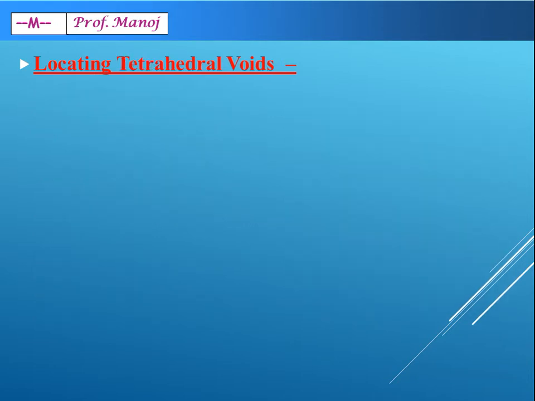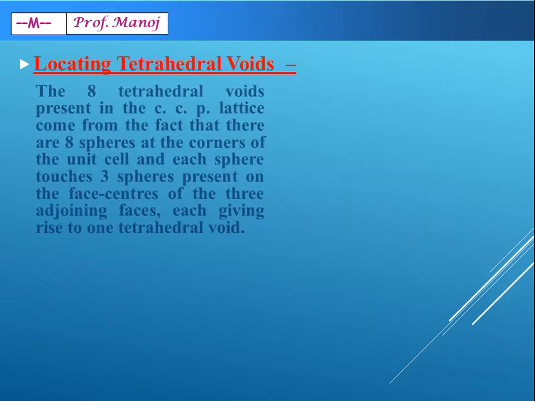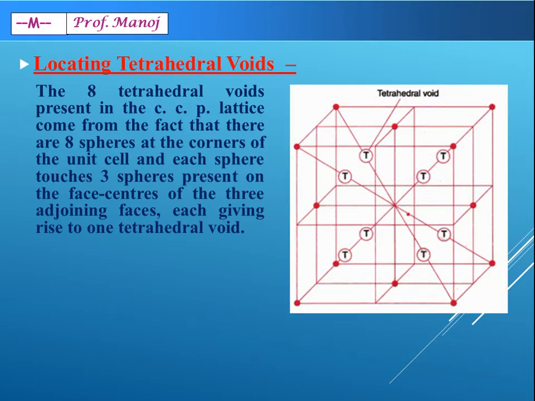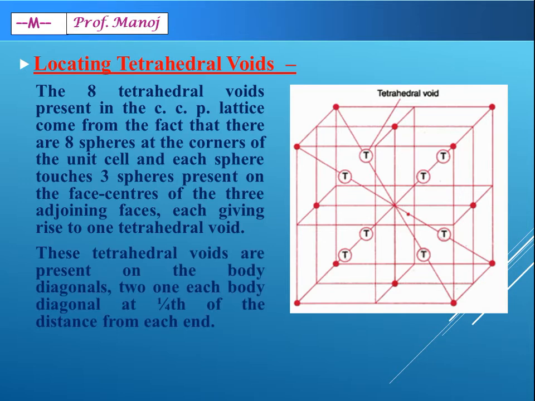Let us try to do a similar calculation for tetrahedral voids. 8 tetrahedral voids are found to be present in a CCP lattice. There are 8 spheres at the corners and 3 spheres present in the face centers. Imagine this diagram and you can see the location of the tetrahedral voids. If you look at any two tetrahedral voids in a collinear way, they are said to be present on a body diagonal. So these tetrahedral voids are present on body diagonals, two on each body diagonal, at a distance of 1/4 from each end.